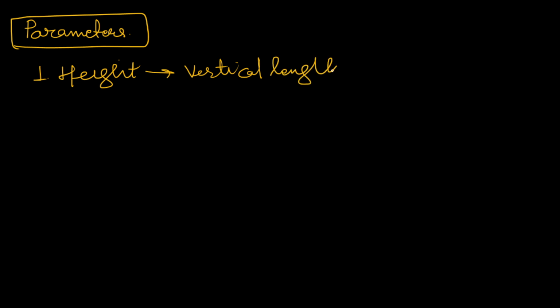So these parameters could be height. By measuring height, if the plant is growing in height, that is the vertical length. So by measuring height, we can measure the growth of the plant. Okay. So this is first.